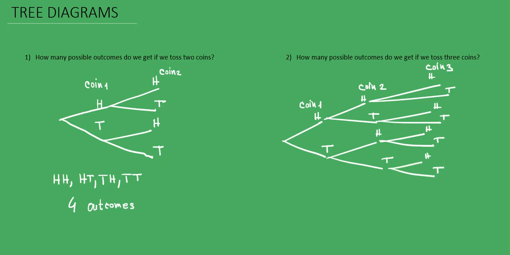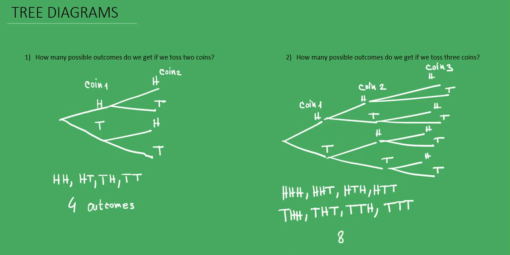How many branches do we have? The first branch is HHH, etc. And if we want to, of course, name the outcomes, again, we can write all of them here. THH, THT, TTH, and TTT. Altogether, 8 outcomes.